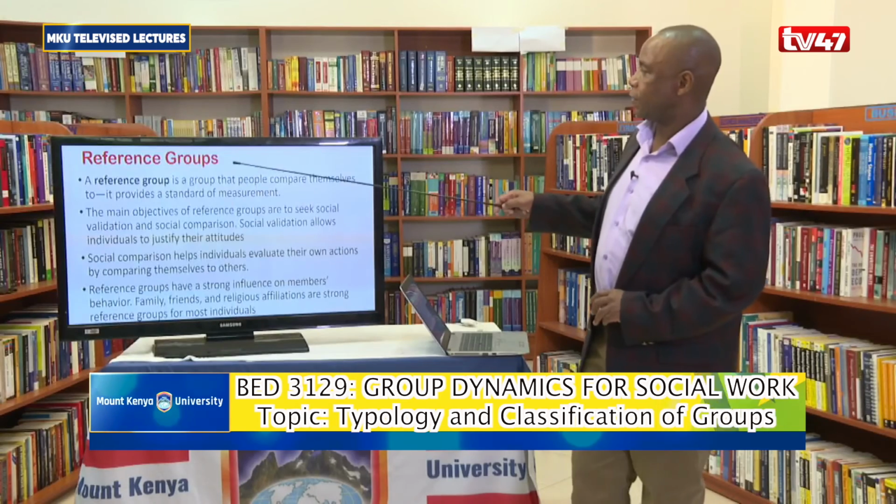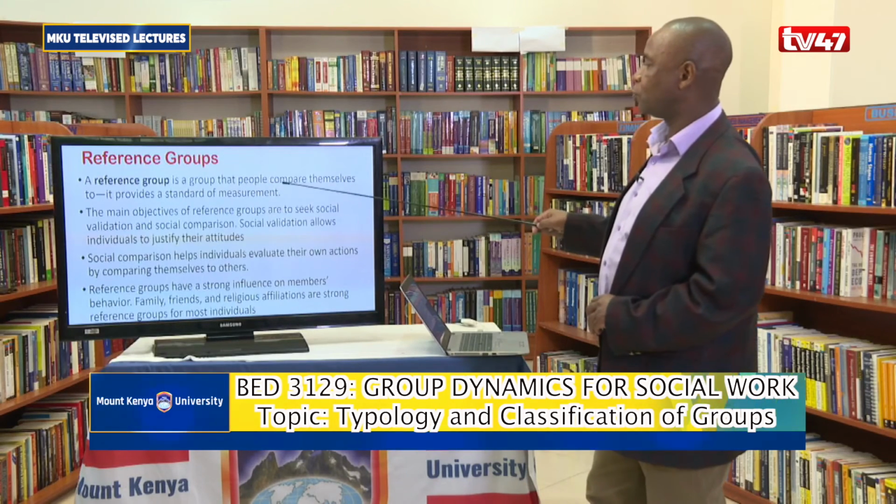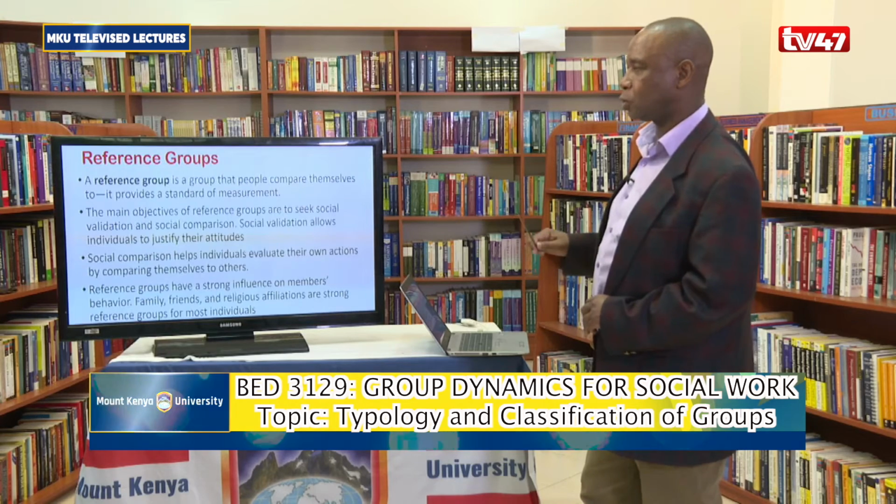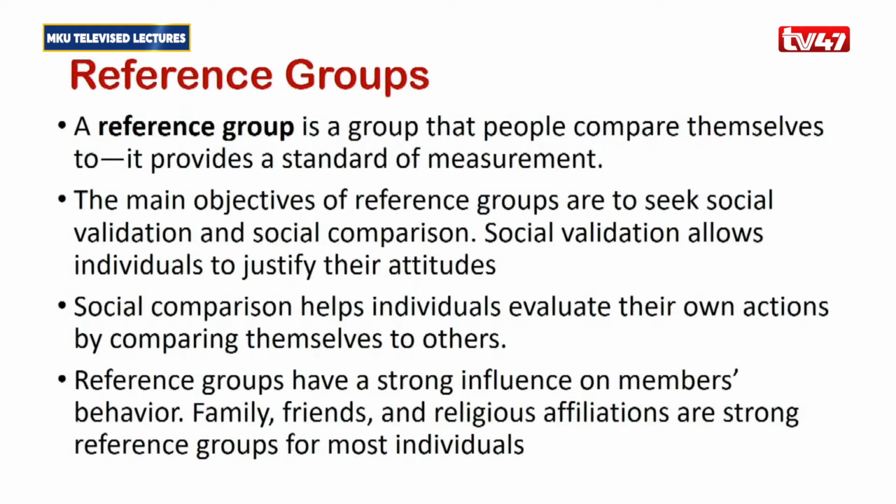Then we have reference groups. A reference group is a group that people compare themselves to. It provides a standard of measurement. You want to belong to a certain peer group. The main objective of reference groups is to seek social validation and social comparison. Social validation allows individuals to justify their attitudes. Social comparison helps individuals evaluate their own actions by comparing themselves to others. Okay? So reference groups have a strong influence on members' behavior. Family, friends, and religious affiliations are strong reference groups for most individuals.